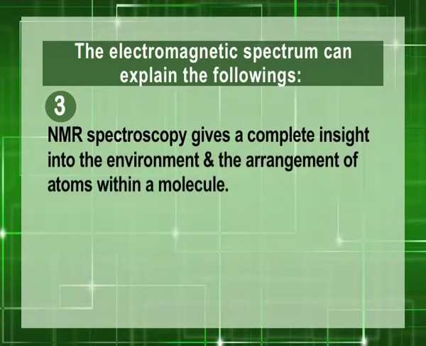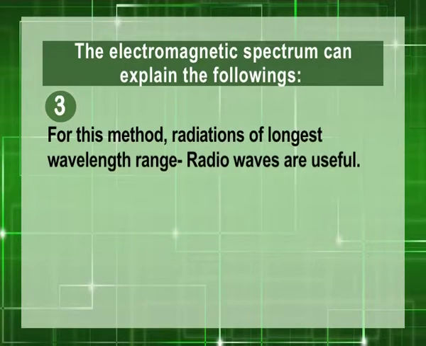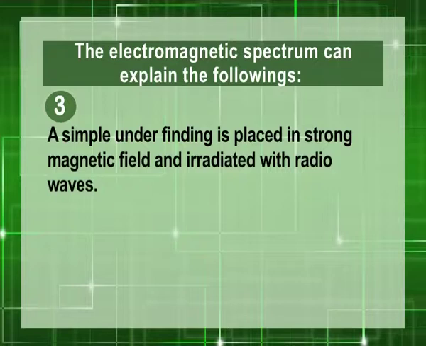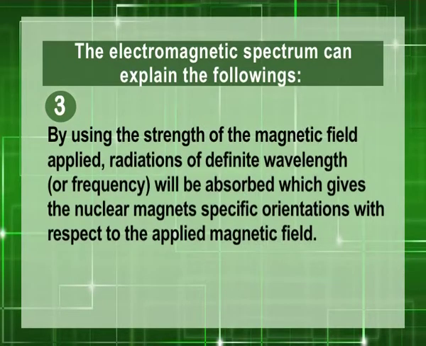NMR spectroscopy gives a complete insight into the environment and the arrangement of atoms within a molecule. For this method, radiations of the longest wavelength range, radio waves, are useful. A sample is placed in a strong magnetic field and irradiated with radio waves. Depending on the strength of the magnetic field applied, radiations of a definite wavelength will be absorbed, which gives the nuclear magnet a specific orientation with respect to the applied magnetic field.